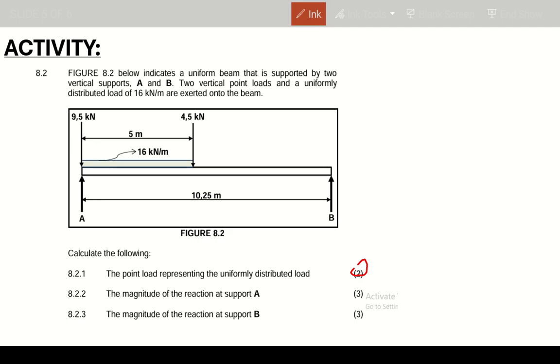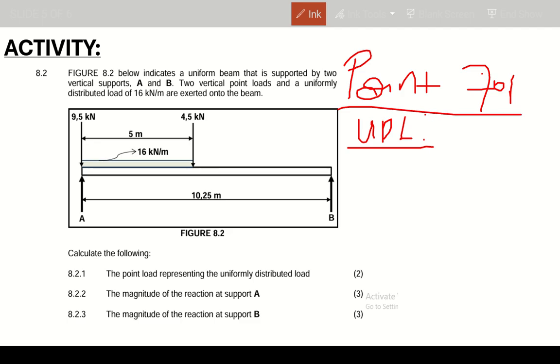This one is very straightforward because there is absolutely nothing that will give you challenges here. You just say point load for UDL.